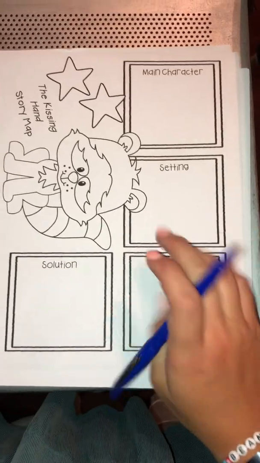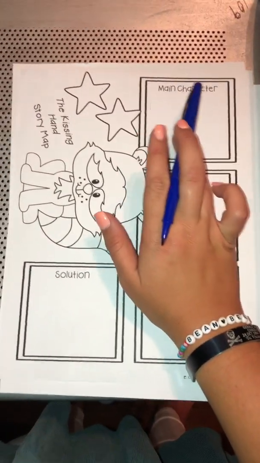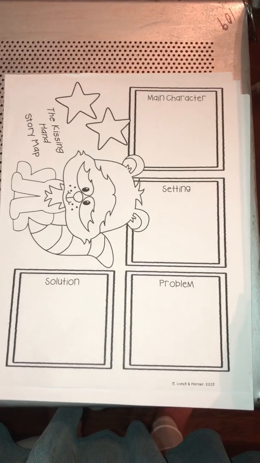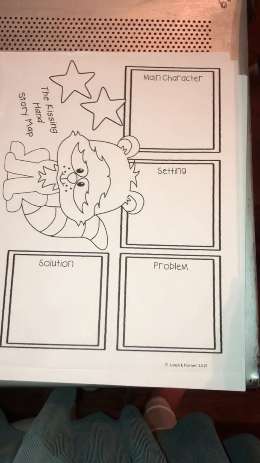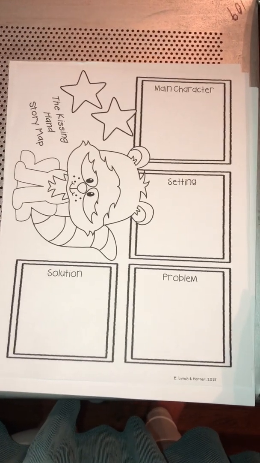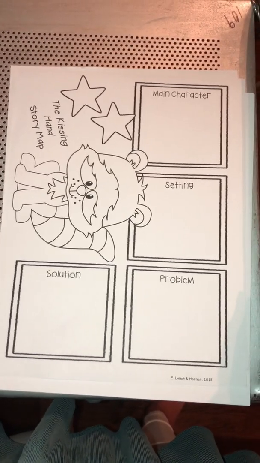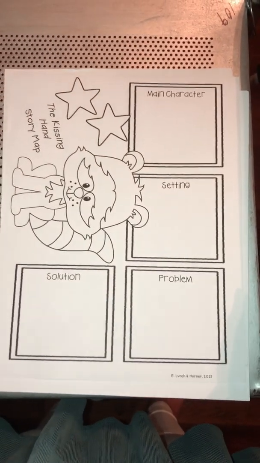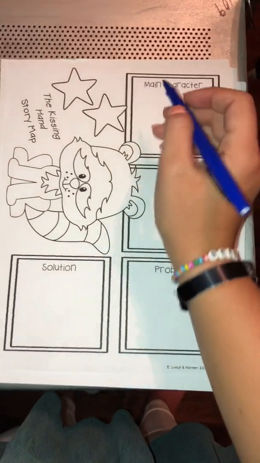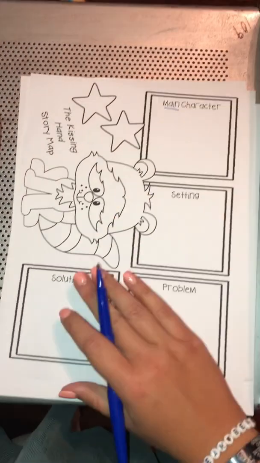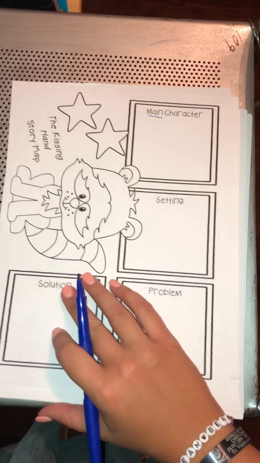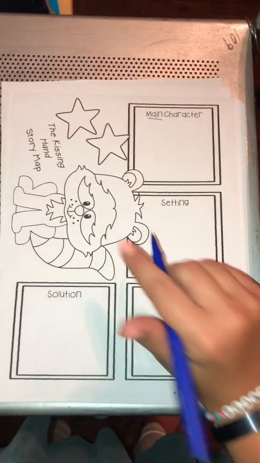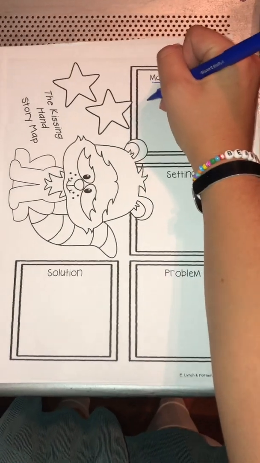Okay, so here we have our story map, and this first box up here says main character. And so we're going to write down the name of the main character from our story. And if you remember, I told you that characters are who the story is about, the people or the animals that are in the story. And so in our story, we had a couple different characters, and this word main right here means the one that the story was mostly about. And so in our story, it was mostly about Chester Raccoon, our little raccoon. And so I'm going to write Chester.